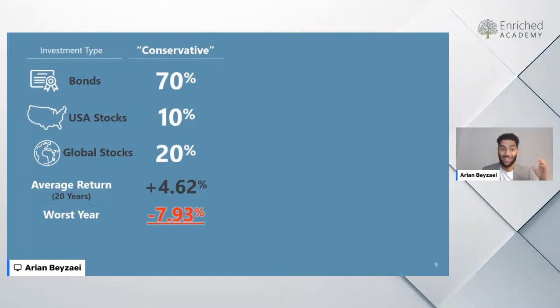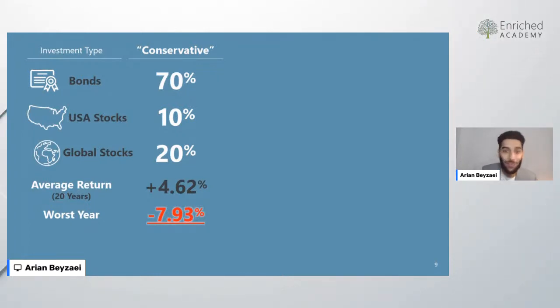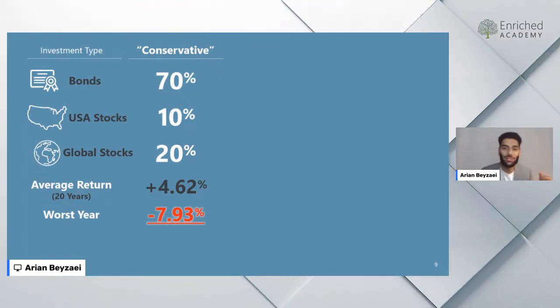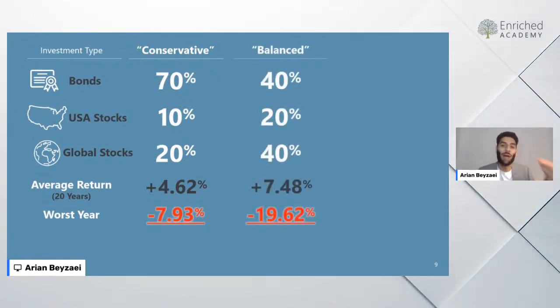That was 2008. Okay, you would have lost 8% only if you sold, right? If you sold, you would have lost 8%, but if you held on, you would have averaged a 4.6% return, which takes into account the worst year of 8%. So here's a more balanced asset allocation.